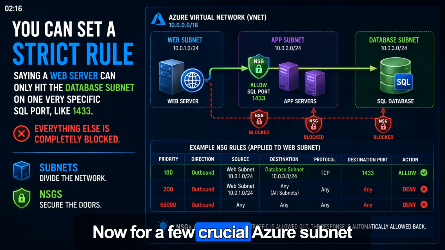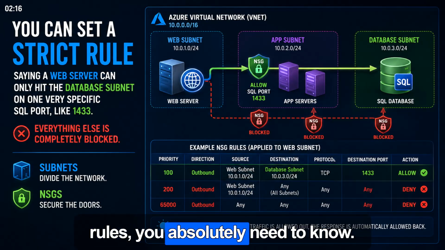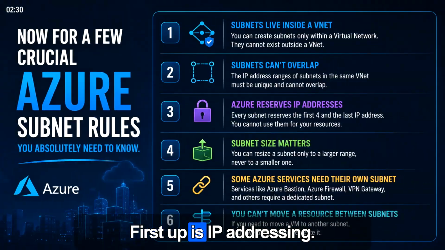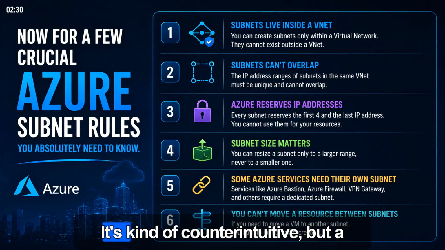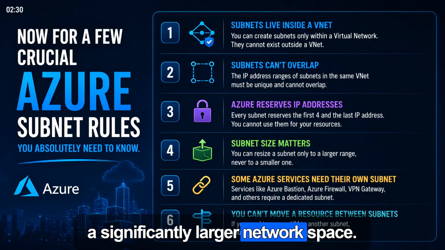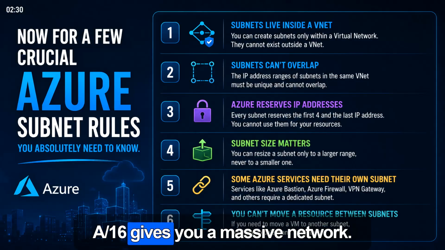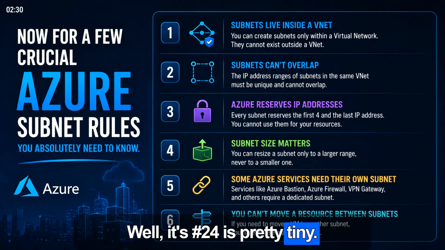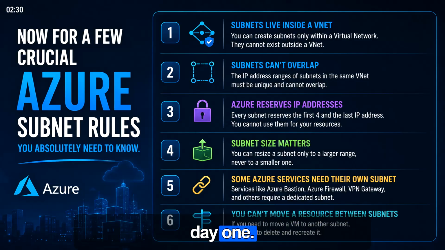Now for a few crucial Azure Subnet rules you absolutely need to know. First up is IP addressing. It's kind of counterintuitive, but a smaller CIDR number actually means a significantly larger network space. A /16 gives you a massive network, while a /24 is pretty tiny. You have to get this sizing right from day one.